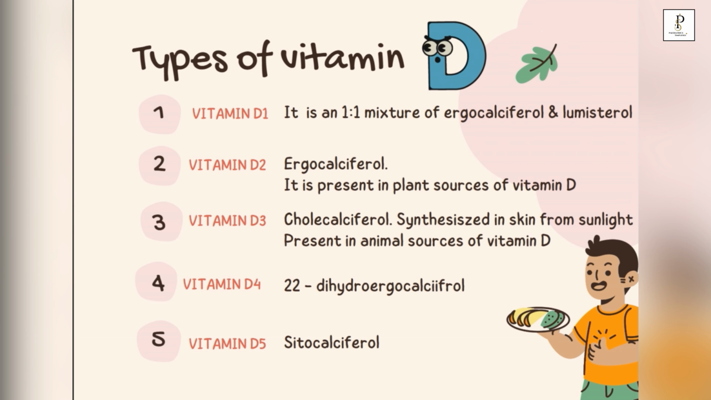Many people don't know that the vitamin D that is synthesized in the skin from sunlight is actually vitamin D3 or cholecalciferol. Then what is vitamin D4? It is 22-dihydroergocalciferol, and vitamin D5 is sitocalciferol. Now out of all these 5 types, vitamin D2 and D3 are clinically and biologically relevant. They both have similar structure and similar function, and only differ by a side chain.